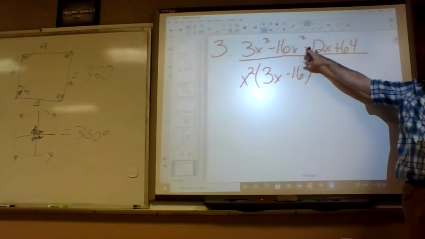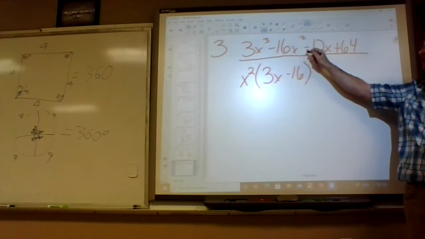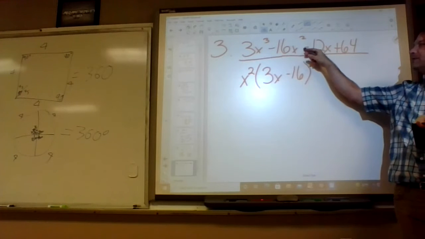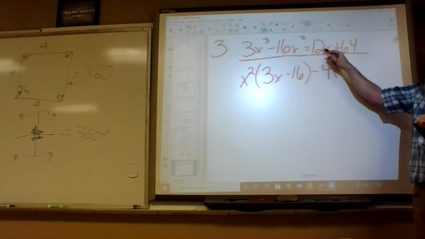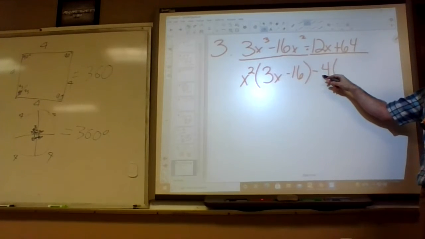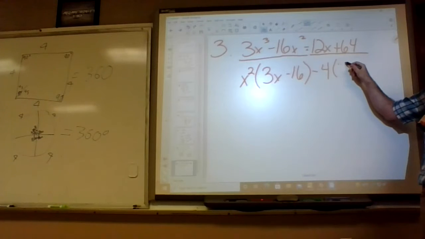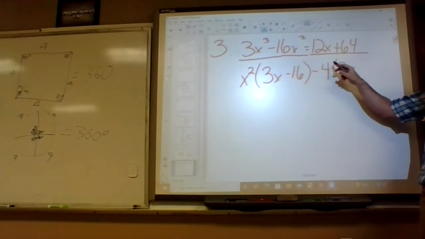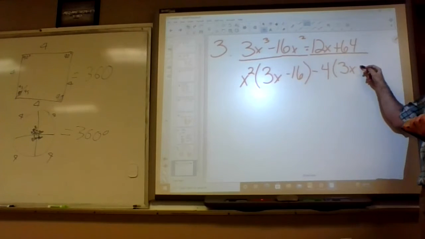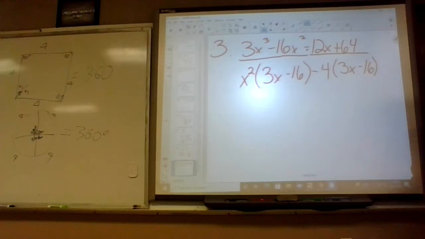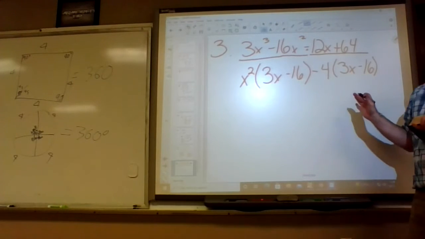We're taking stuff out of the first one and then the second one separately. On the second one, I'm not just going to take out a 4, I'm going to take out a negative 4. If this first term is negative, you're going to want to take out a negative. So what is negative 12x divided by negative 4? 3x. What's 64 divided by negative 4? Minus 16. It should be the same as this. If both parentheses are the same, you did it right. This is not the answer, by the way.